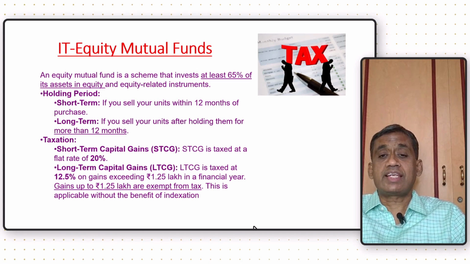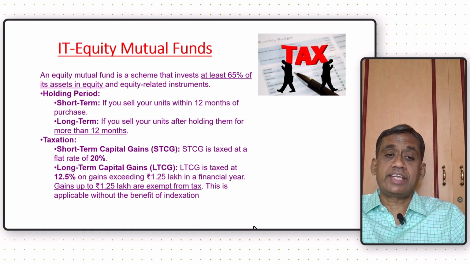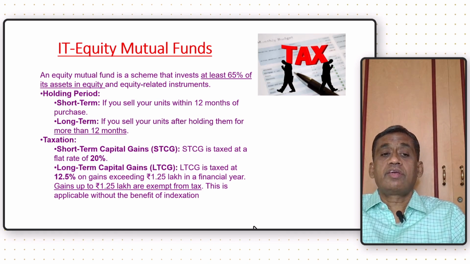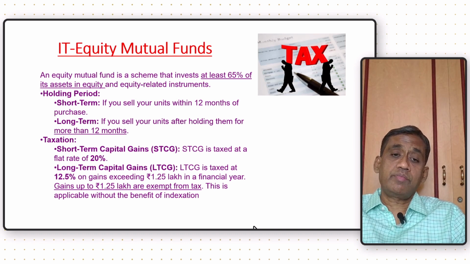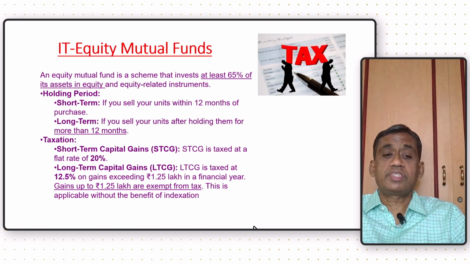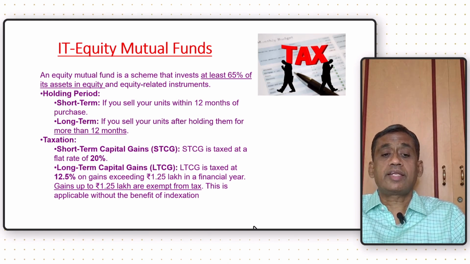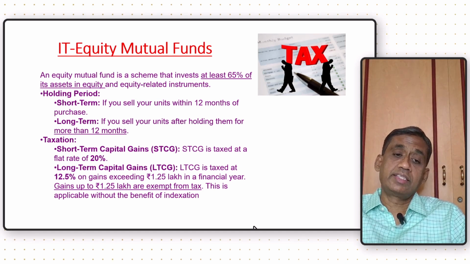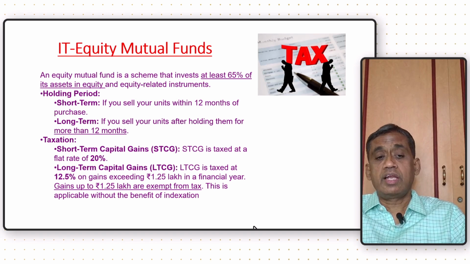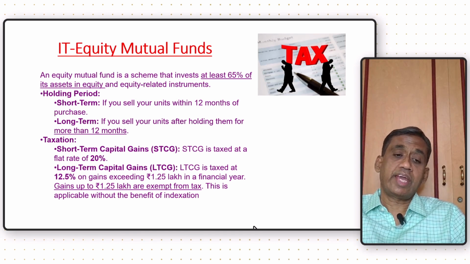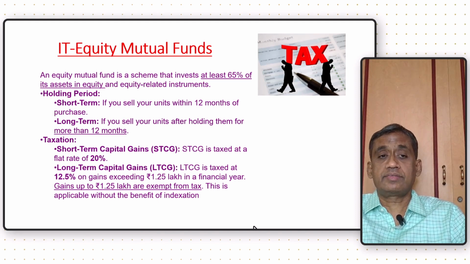The fund house should invest at least 50-60% of its asset in equity. And it is divided into short term and long term. If you sell units within 12 months, it is short term. More than 12 months, it is long term. Short term capital gain tax is 20%. Long term capital gain tax is at 12% of gain exceeding 1.25 lakhs in a financial year. That means in equity mutual fund, long term capital gain up to 1.25 lakhs is tax free. Above that, you have to pay 12.5% tax.